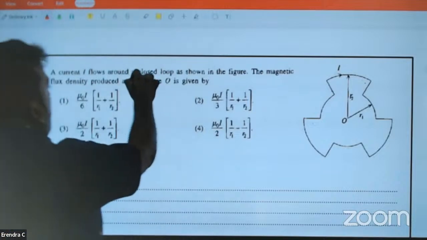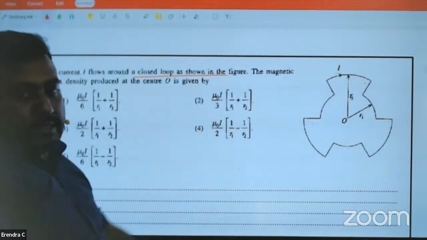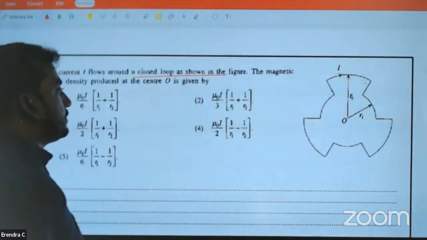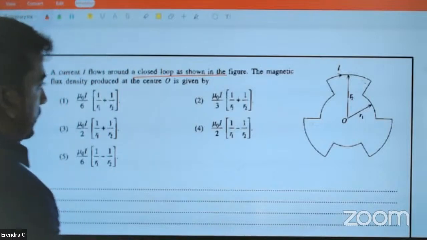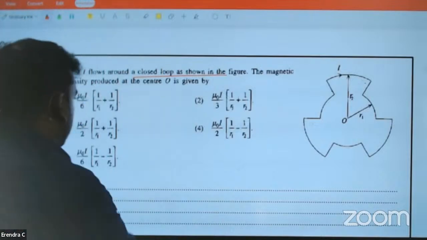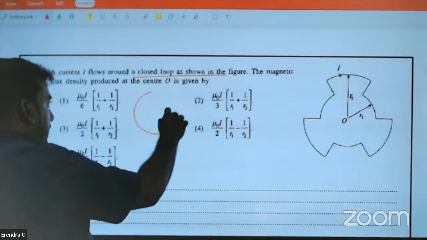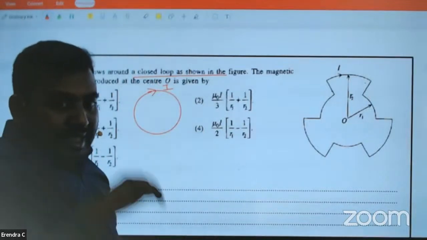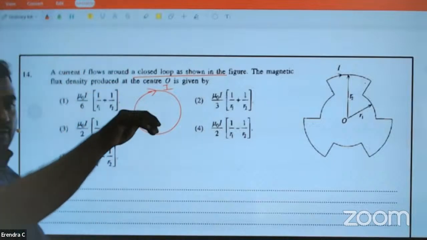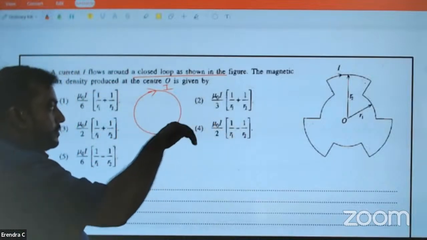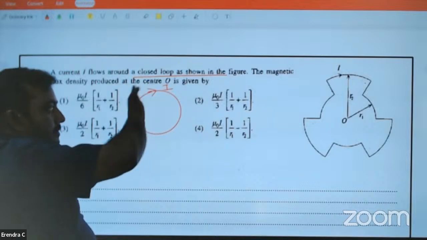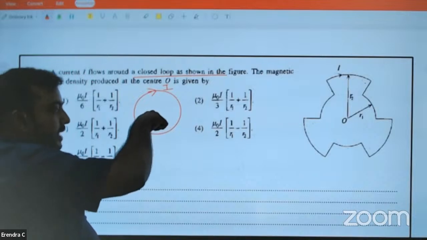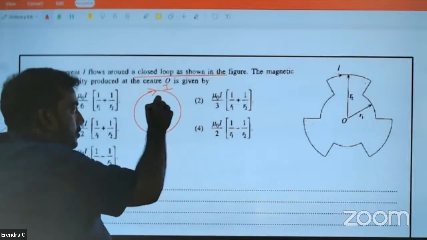Current flows in a closed loop as shown in the figure. This you will learn under Biot-Savart theorem, magnetic field. Now, before you learn this, due to a circuit at the center, there will be a magnetic field. You can take your right hand rule, curve the four fingers of the right hand in the direction of the current, and the thumb will give you the magnetic field, in this case going inside.